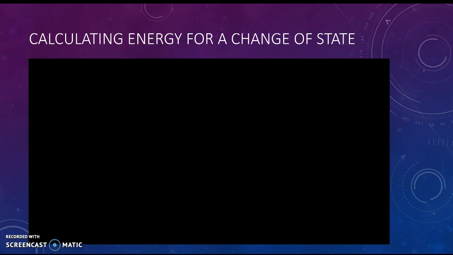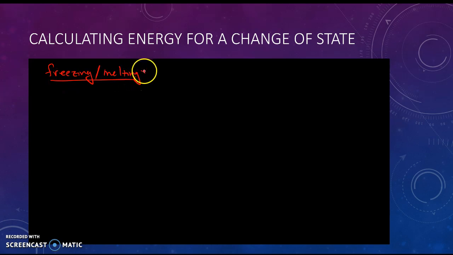Calculating energy for a change of state. So this is the first thing we have to do. Before we get to heating curves, we have to talk about, in general, how do we calculate how much heat is required to make, say, a solid go to a liquid, or a liquid go to a gas. So when we have a solid go to a liquid, depending on which way you're going, this will be like the heating, melting process.